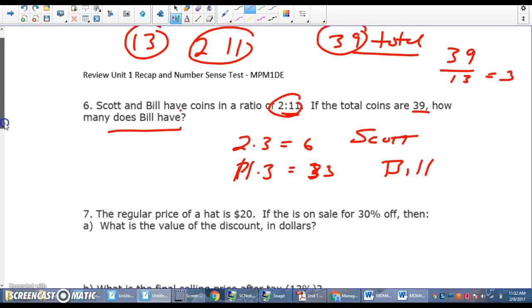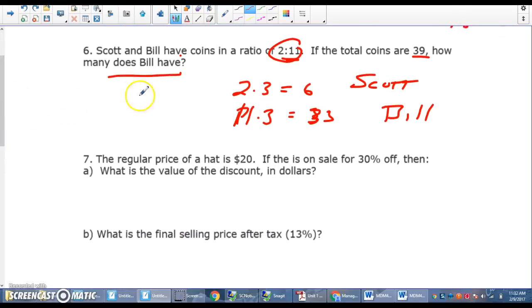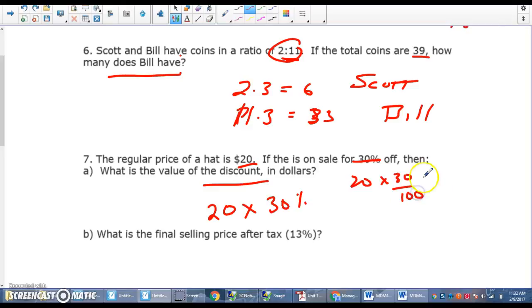So let's move on to 7. Hopefully 6 made sense. 7, if a price is 20 bucks and it's 30% off, then what's the discount? So 20 times, and when we do a percent, almost always you're going to multiply. So 20 times 30%. If you want to do it this way, that's 20 times 30 over 100. And you figure that is $6. So $6. Just please, dollar sign in the front. You don't need cents, but you could write it like that.